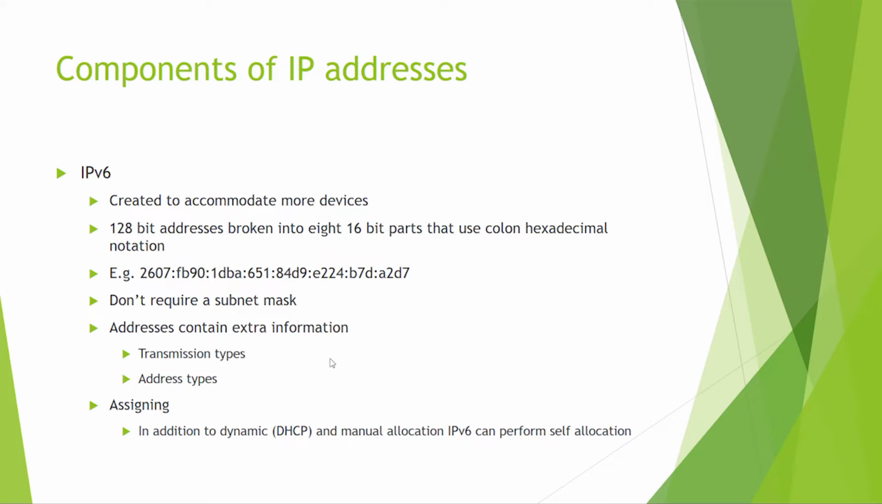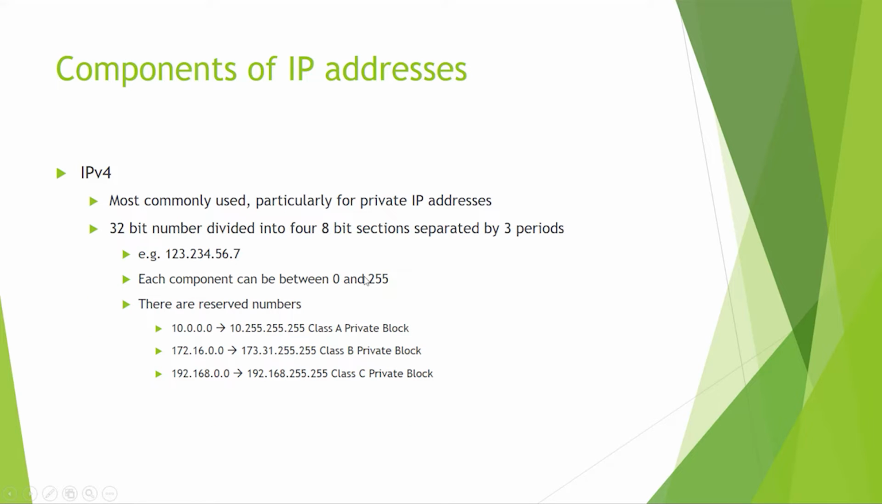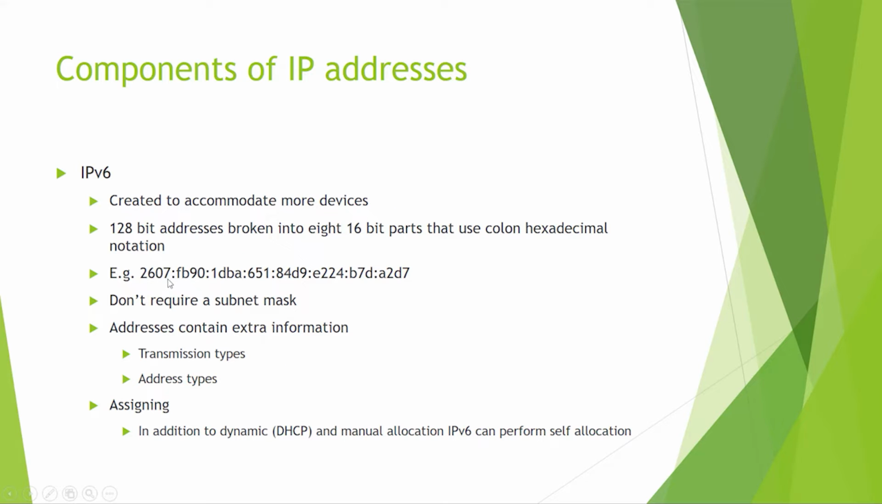Now let's take a look at IPv6. So these were created, as I said before, to accommodate more devices. We went from a 32-bit number to a 128-bit number. So this is significantly more possibilities. And we went from 4 8-bit numbers. So if we look back here, we had the 4 different sections separated by periods with 8-bit numbers in them, to 8 separated by colons, 16-bit numbers that use hexadecimal notation.